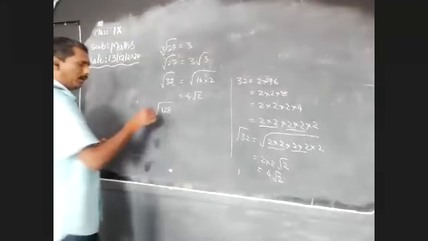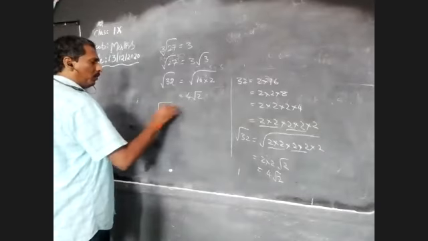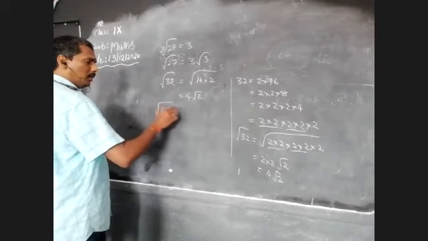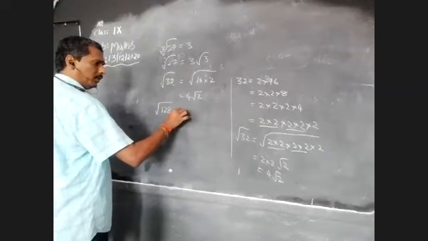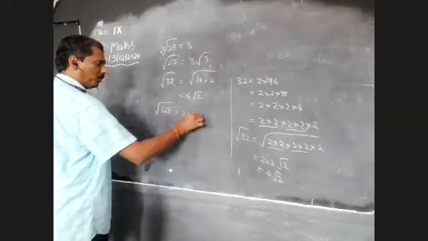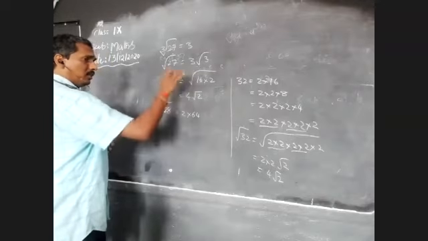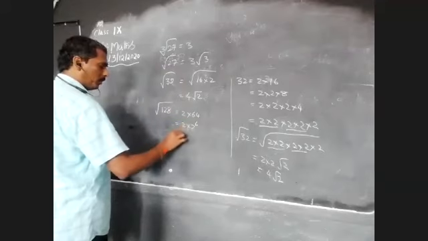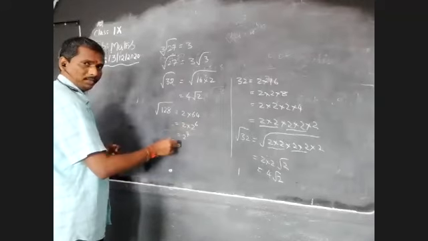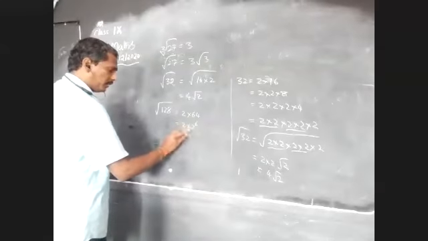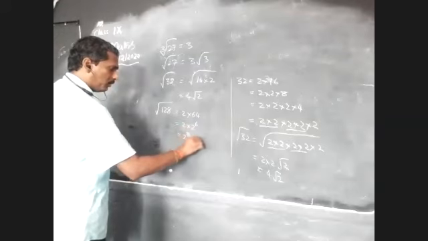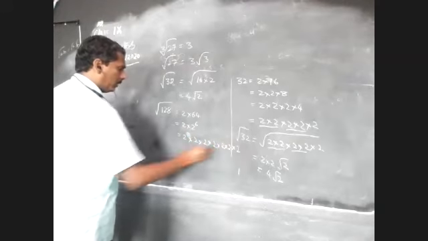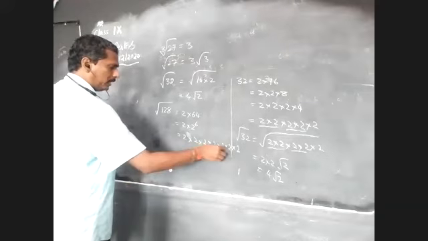128. Square root of 128. So the prime factors of 128: 128 can be written as 2 into 64. So 64 is 2 to the power of 6. So 2 into 2 to the power of 6, so that is 2 to the power of 7. Or otherwise you can write 2 six times: 1, 2, 3, 4, 5, 6. How many are there? 1, 2, 3, 4, 5, 6, 7 are there.